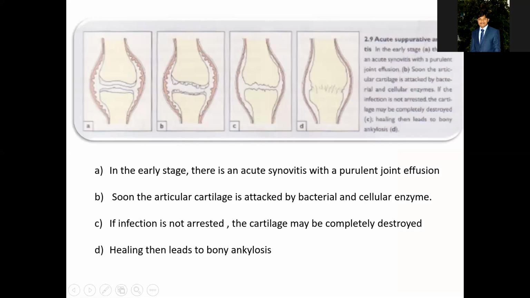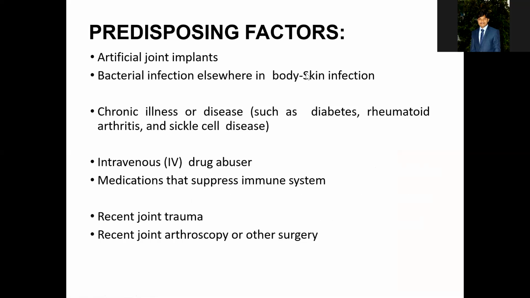Predisposing factors for septic arthritis are artificial joint implants and bacterial infection somewhere in the body, such as a skin infection. Chronic illnesses such as diabetes, rheumatoid arthritis and sickle cell anemia increase the rate of septic arthritis, and IV drug abuse and immunosuppressive medication increase the risk. Recent joint trauma or post-operative conditions sometimes also increase the risk of septic arthritis.